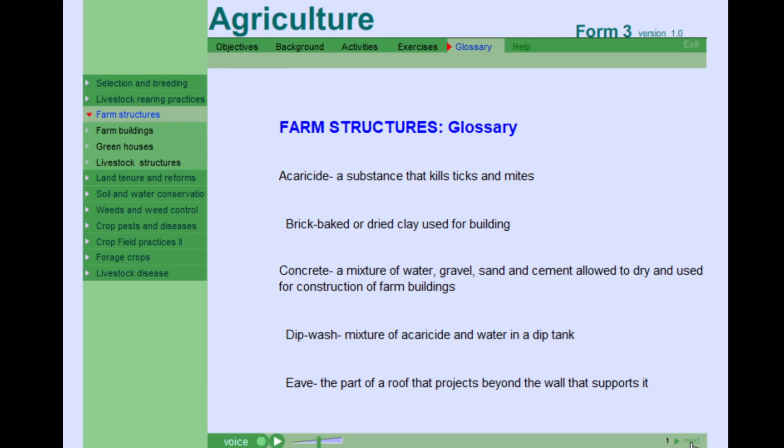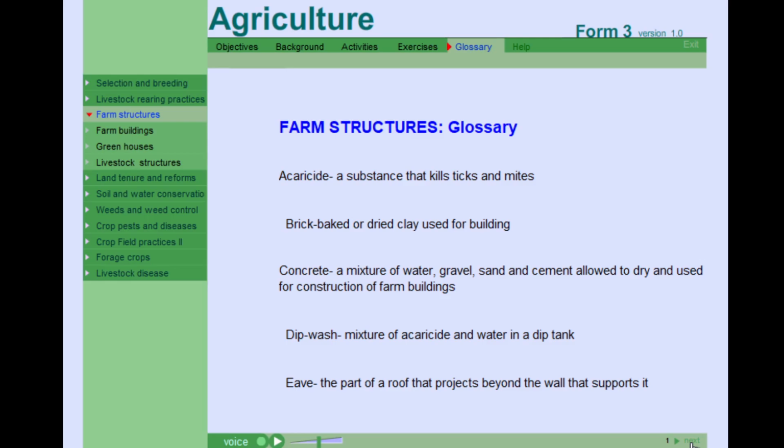Fermentation is anaerobic breakdown of organic materials by the action of enzymes produced by microorganisms. Fingerling is young one of fish less than 1 year old. Fish pond is a structure used for rearing fish. Forage are plants grown to feed livestock.